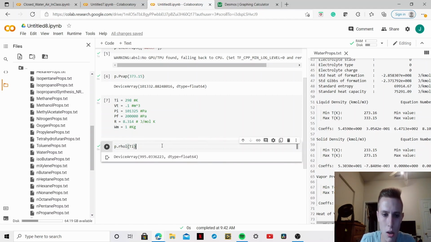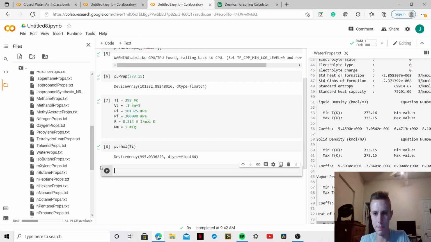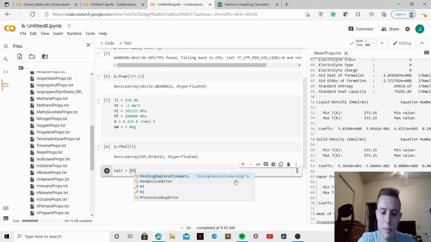We can actually start writing out our equation for the number of moles of air in the system. Okay. So let's see. We want to say n air equals. So we know that n air is equal to the initial pressure, which we know to be 101,325 pascals, minus the pressure of the water.